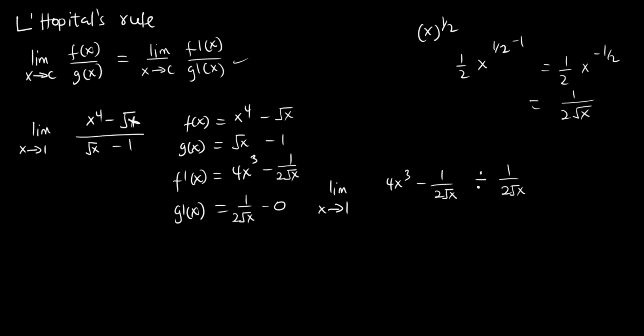So what we will just do is let's do direct substitution. So we're going to have 4 into bracket 1 cubed minus 1 over 2 square root of 1, divided by 1 over 2 square root of 1.